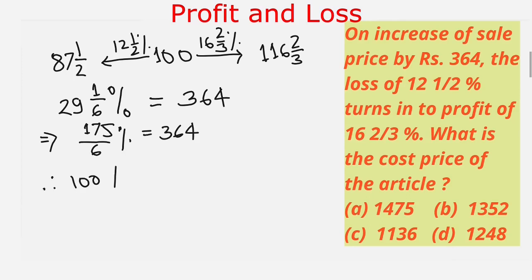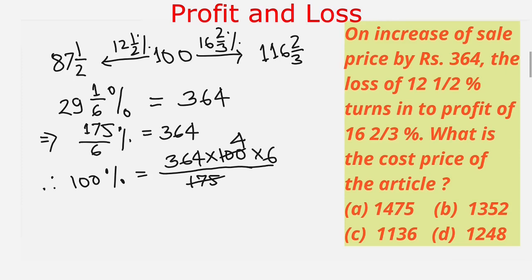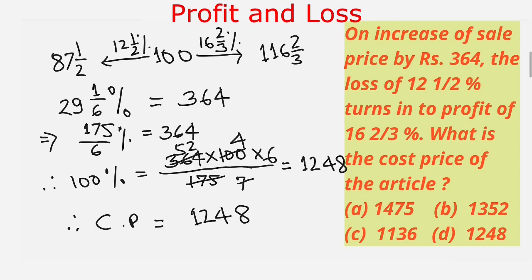Therefore 100%, which is the cost price, equals 364 multiplied by 100 divided by 175 over 6. So this comes out to be 175 in the denominator and 6 in the numerator. Cancelling 100 by 25 we get 4, and cancelling 175 by 25 we get 7, and 7 cancels 364 for 52 times. 52 into 4 is 208, and 208 multiplied by 6: 200 multiplied by 6 is 1200, and 8 multiplied by 6 is 48. So this comes out to be 1248. Thus, the cost price is 1248, and from the given options, the answer is option D.